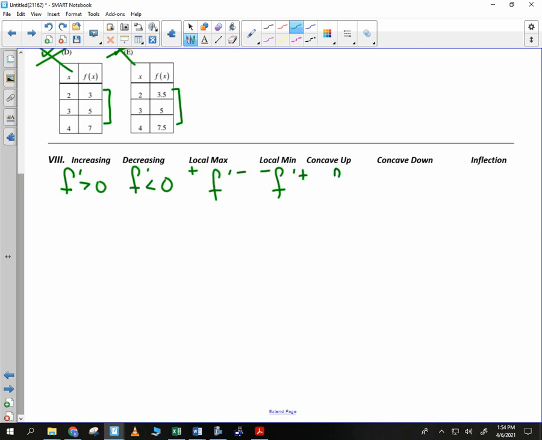Concave up means that the second derivative is greater than 0. Concave down means the second derivative is less than 0. And the point of inflection means that f double prime changes from positive to negative, or f double prime changes from negative to positive.